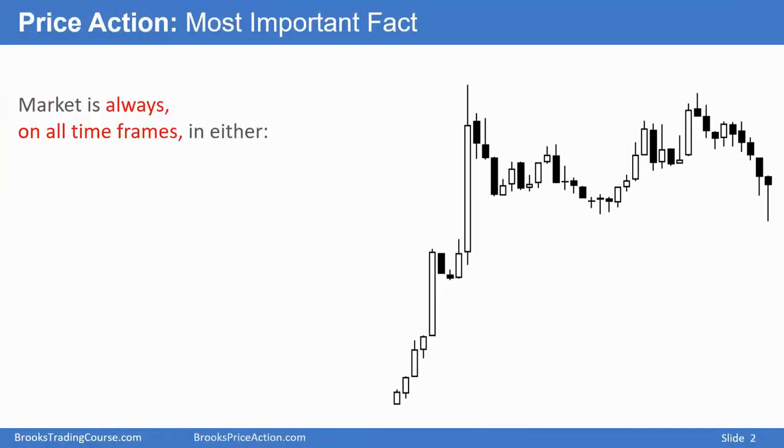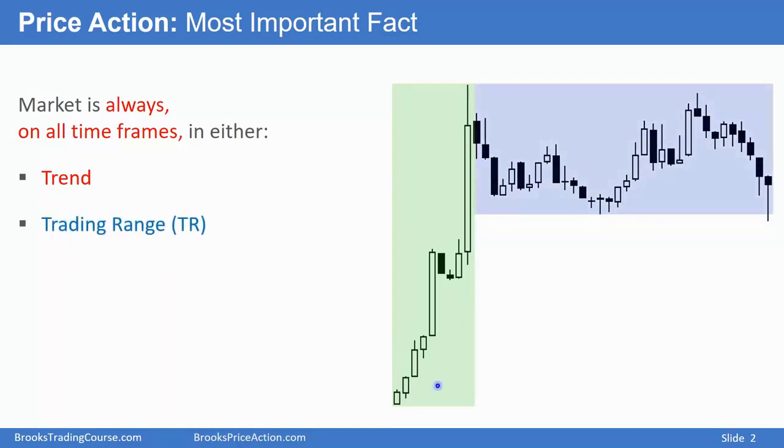Now, on any time frame, on any chart, any market, the market is either in a trend or in a trading range. After the market has been in a trend, it then enters a trading range. After it's been in a trading range, it then enters a trend, and the trend can be up or down.